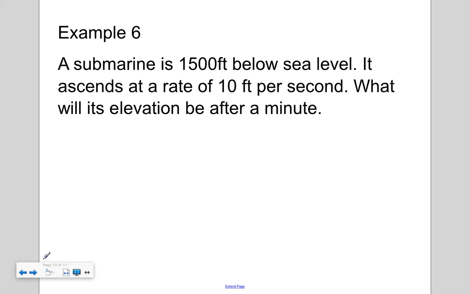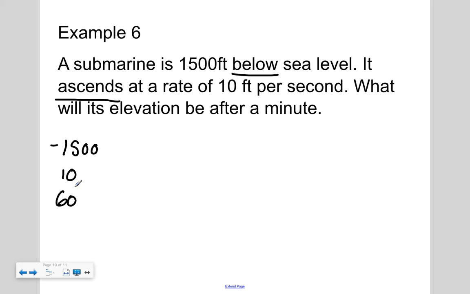Our next example, a submarine is 1,500 feet below sea level. It ascends at a rate of 10 feet per second. What will its elevation be after a minute? Now you have to read this question carefully because there's actually 3 integers we're dealing with here. The first of which is going to be this 1,500 feet because that's going to be a negative amount since it's below sea level. So -1,500 feet. It ascends at a rate of 10 feet per second. So ascends means it's actually going up. So that's positive. And it's going to be doing this for a minute. So there are 60 seconds in a minute, so I have +60.